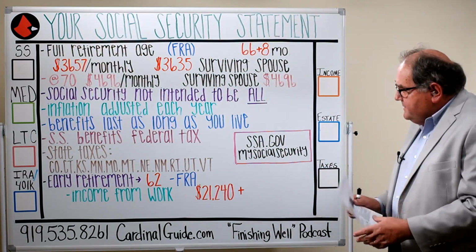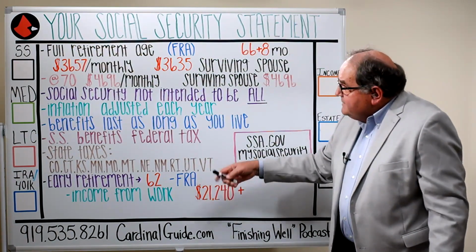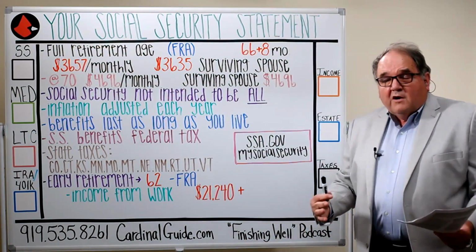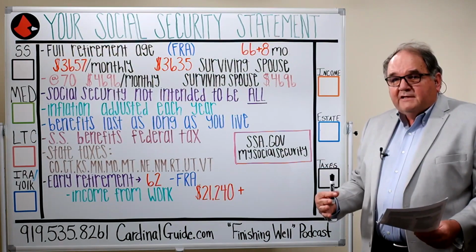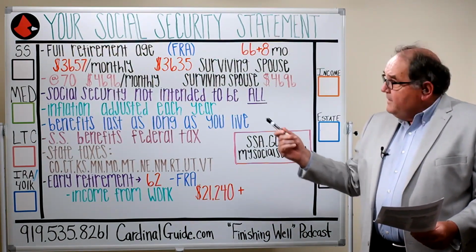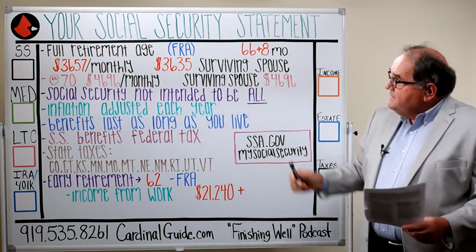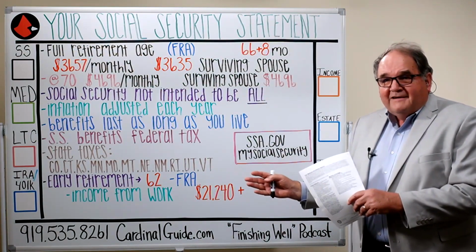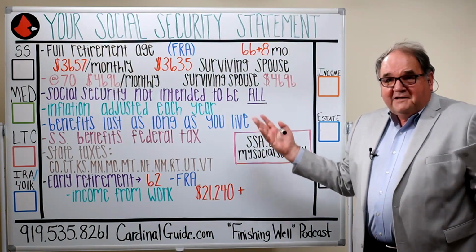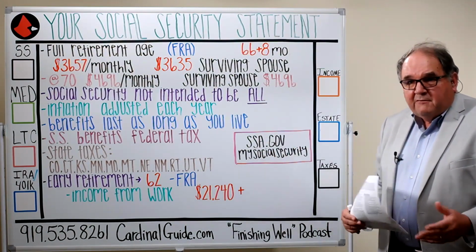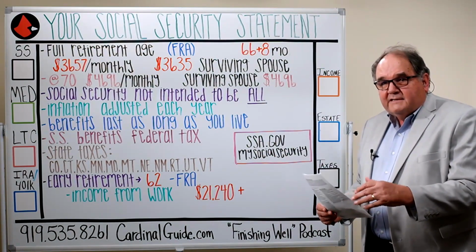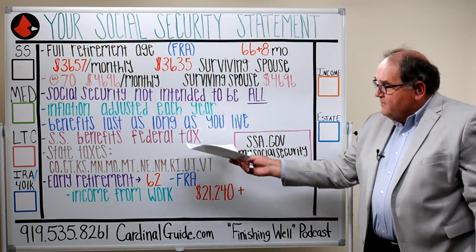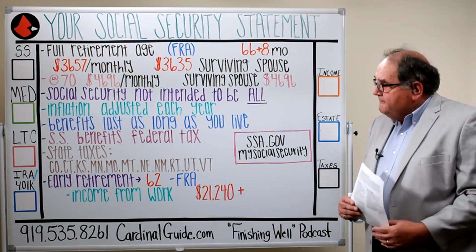Once you get to full retirement age, like this gentleman in the example, if he's still working, he would have the option of taking that full retirement age benefit, 66 and 8 months, at 36.57, and making money from a job. Because he's past full retirement age, he could do that. But generally, people don't, because it's a benefit to wait. And then there's also tax at a pretty high rate when you have other income.